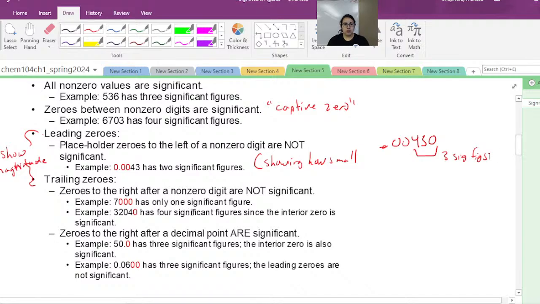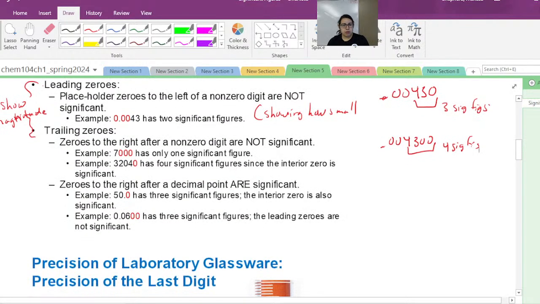With the trailing zeros, for your example, 0.00430, if you added another zero, would that be significant or would it not? Because it's another trailing zero. Yeah, so 0.00430. Would there still be 3? Yeah, now it'd be 4 sig figs, because now this is showing, yes, we measured that accurately. Okay. And we'll do some of these examples.